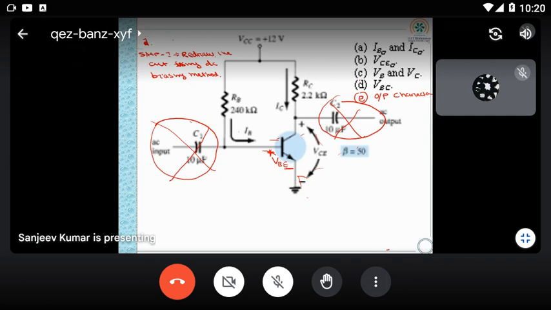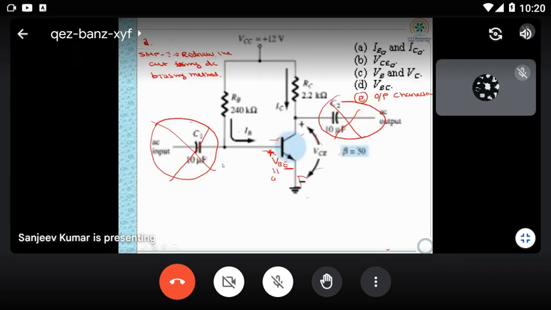Yes, sir. Okay, so this is step one. You have to redraw the circuit. Only DC sources will be available, and whatever other resistors are there, they will be there. Now this VB is also a constant voltage. If a germanium or silicon transistor is given, accordingly you have to write this value. So VB is 0.7 volt.